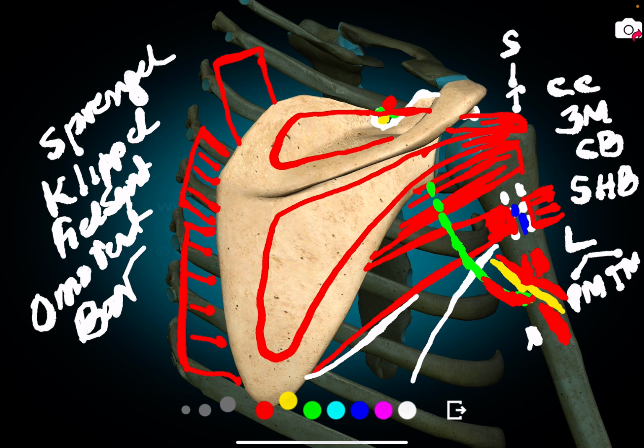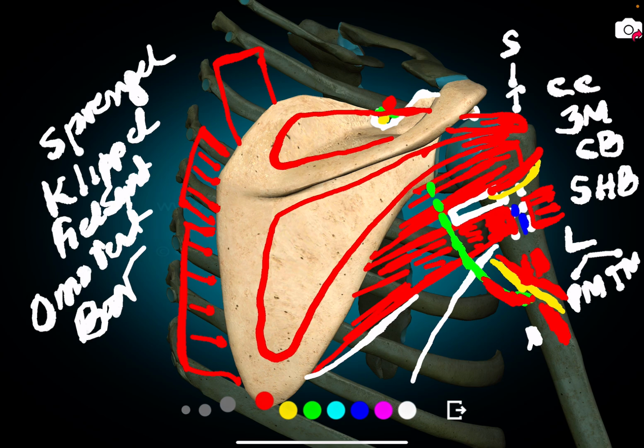So there are actually one quadrangular space and two triangular spaces created. The quadrangular space is between the teres minor, long head of triceps, teres major, and surgical neck of humerus. And through this passes the axillary nerve and the posterior circumflex humeral artery.